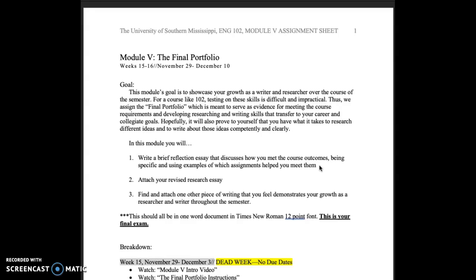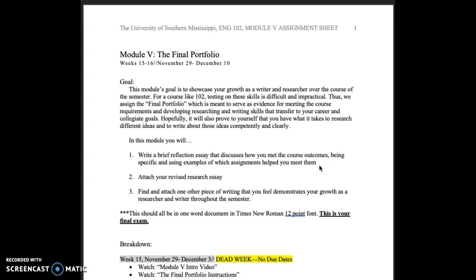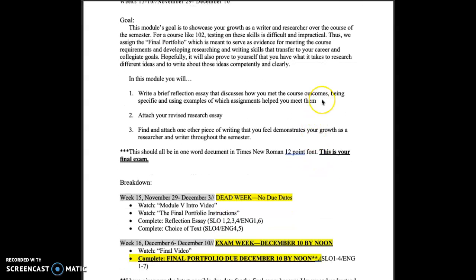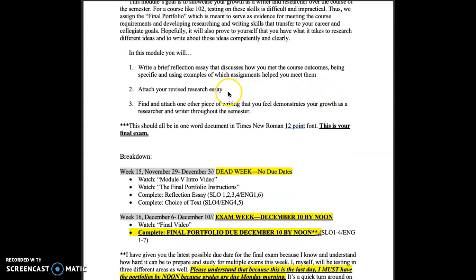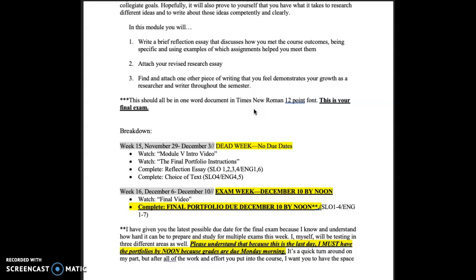So in this module, you will write a brief reflection essay that discusses how you met the course outcomes. You need to be specific and use examples of which assignments help you meet them. You're going to attach your revised research essay, and you're going to find and attach one other piece of writing that you feel demonstrates your growth as a researcher and as a writer throughout the semester. So all of these documents will be in one Word document.